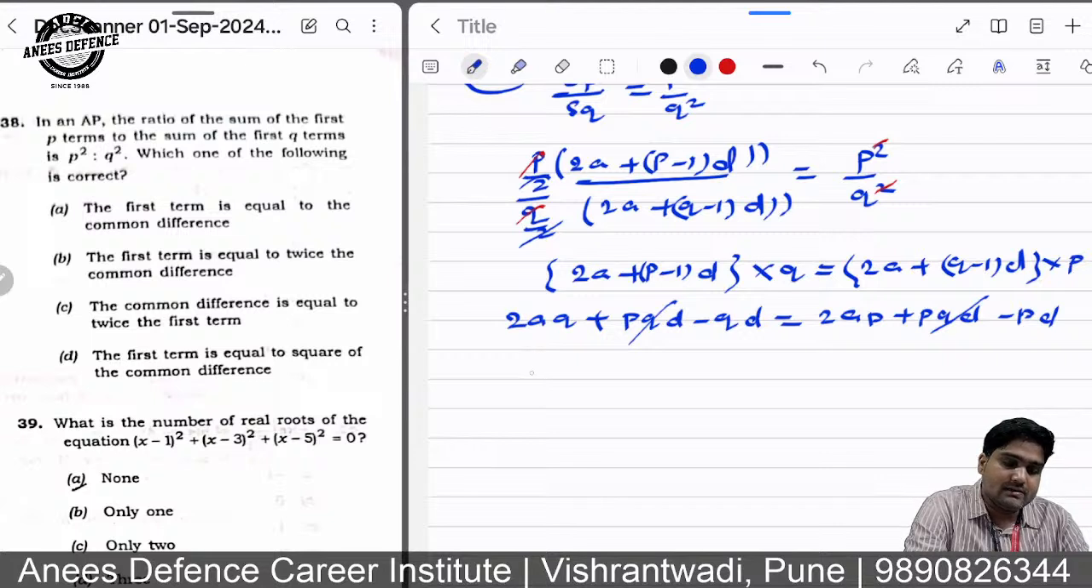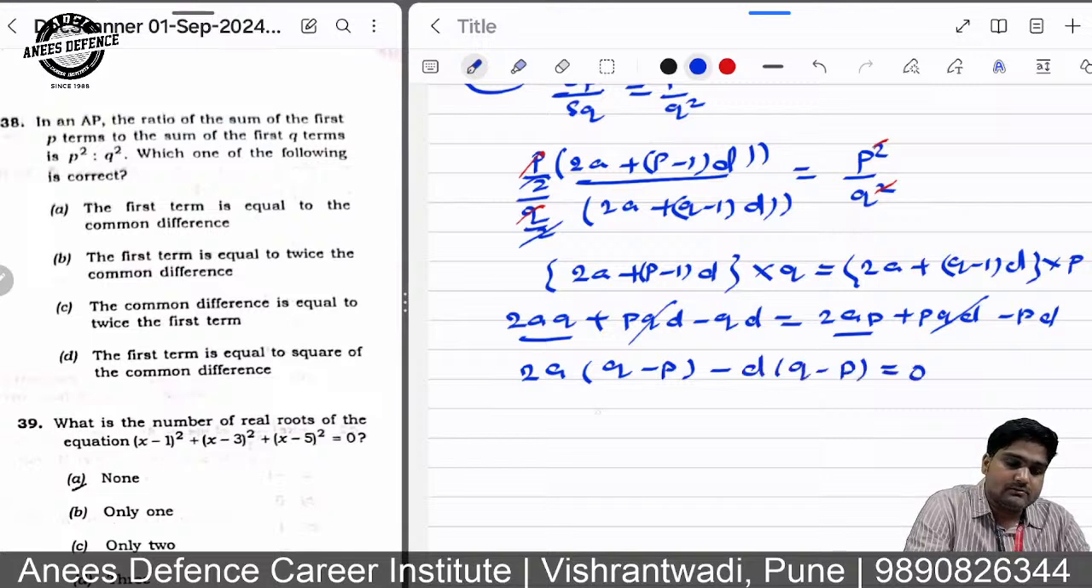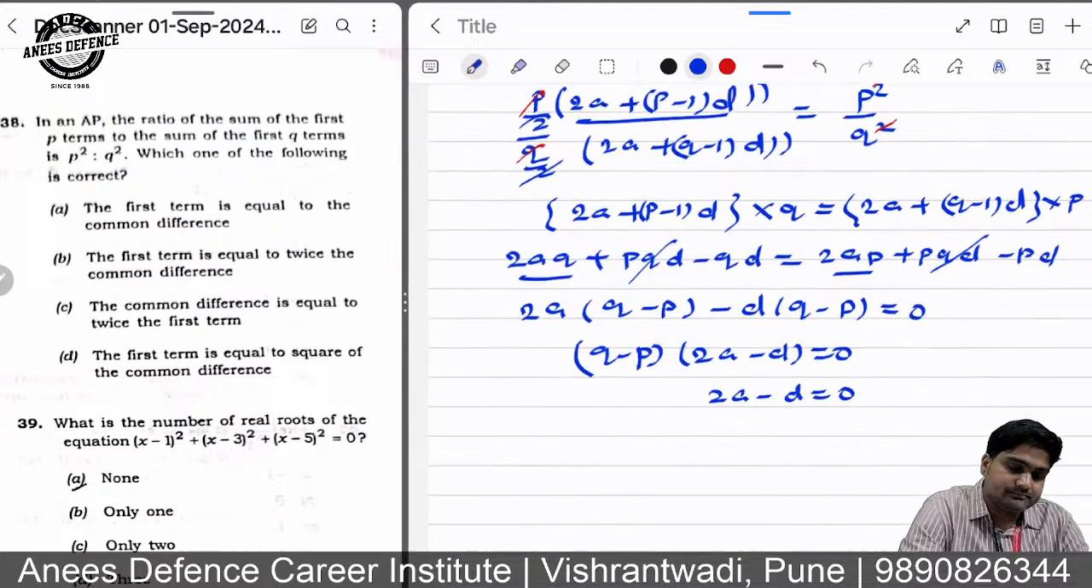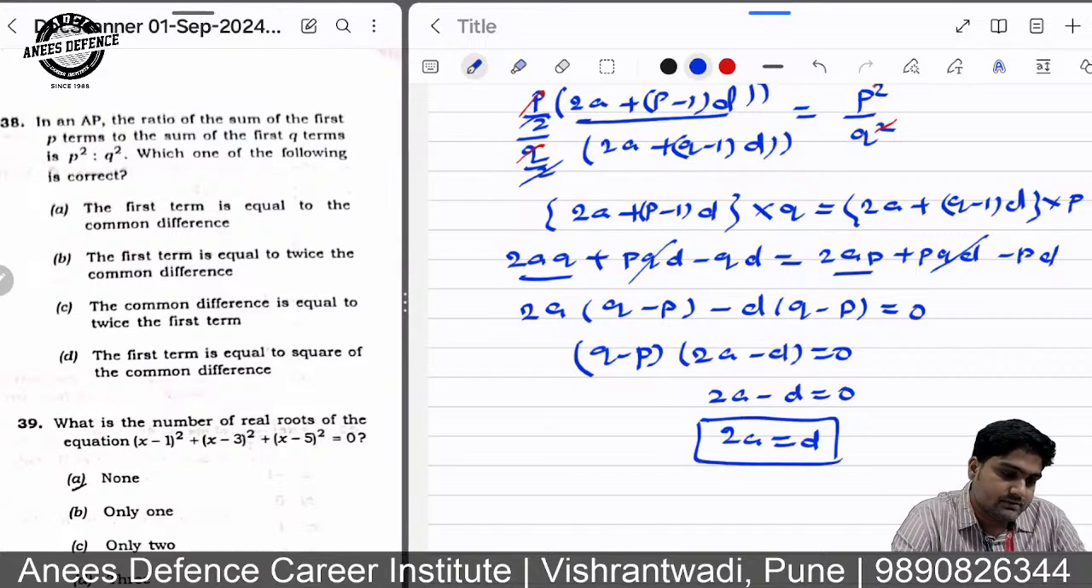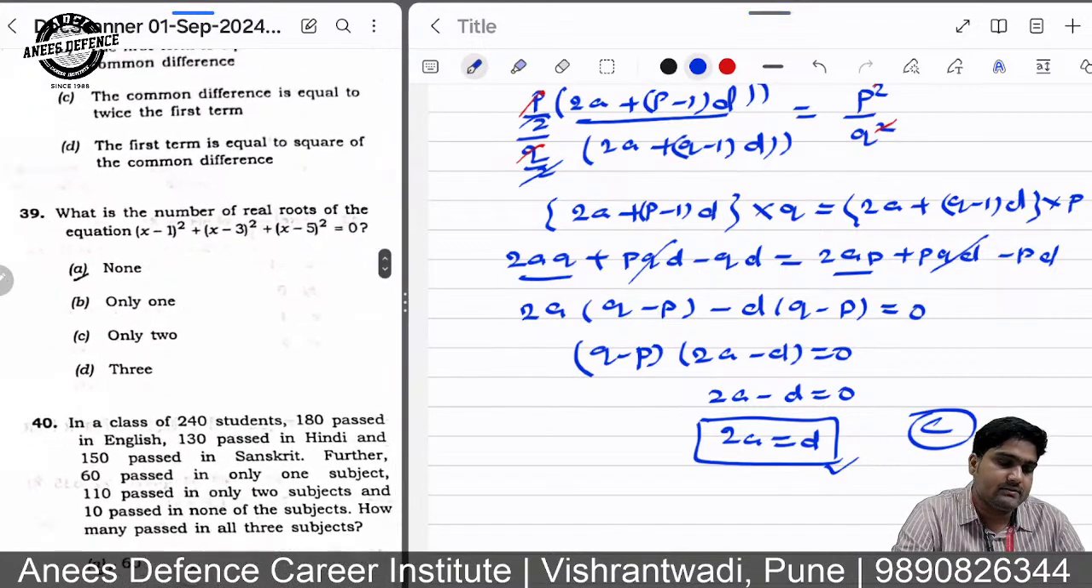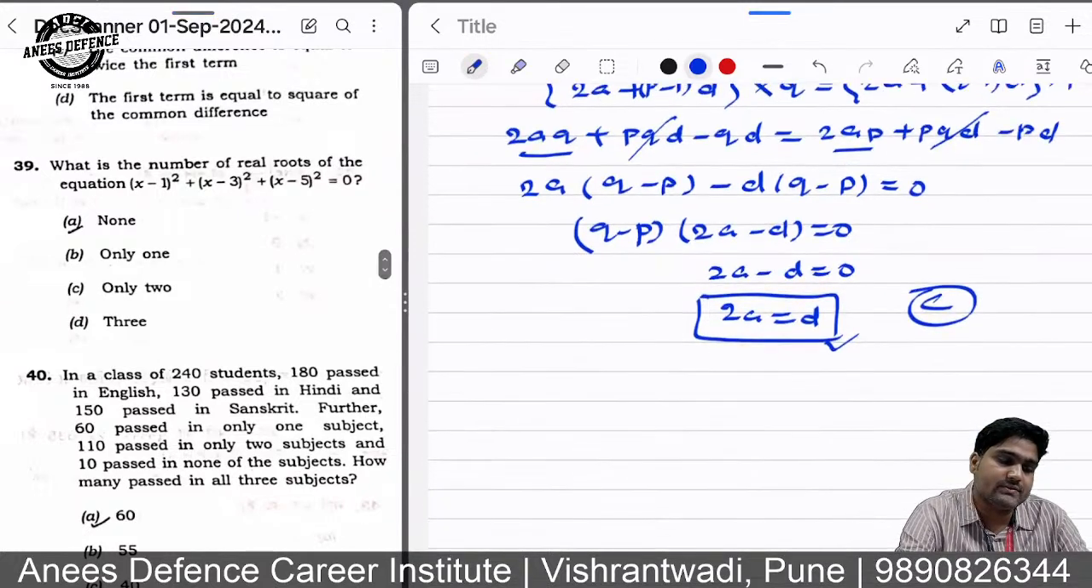Now take all the terms on the LHS. We can take common 2a from the first term, so it's q minus p. Now take minus d common, so it's q minus p equals 0. So q minus p is the first factor, and the second factor is 2a minus d equals 0. So 2a equals d. Now conclude the options. The common difference is equal to twice the first term. So option C is the correct answer for question number 38. As we can see, the common difference is twice of a. Okay, so 39. In this question, we need to find the number of real roots of the equation.